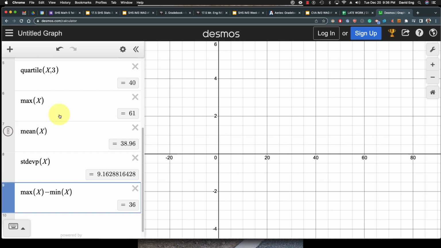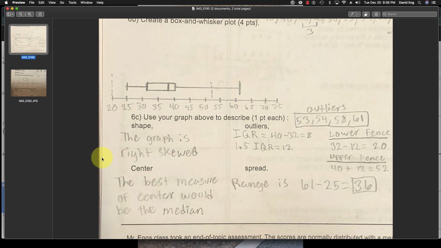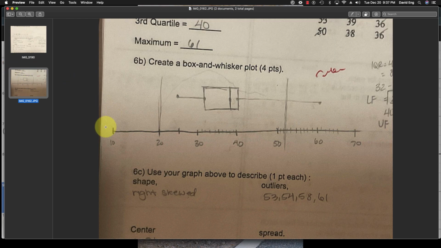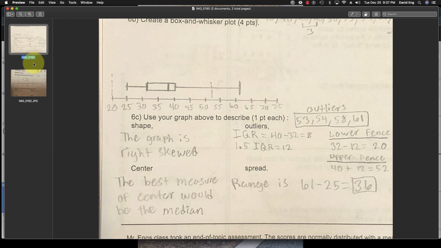36. Let's take a look at some student work here. I wanted to talk about this student work here. Could have used a ruler. I wrote that here. And they identified that it was right skewed, because this bar here from the maximum to the third quartile has a greater distance.